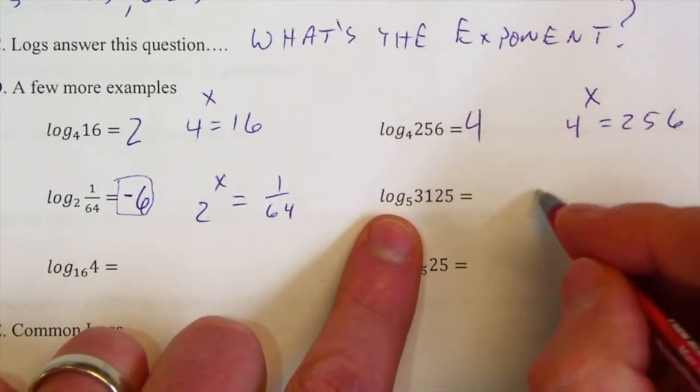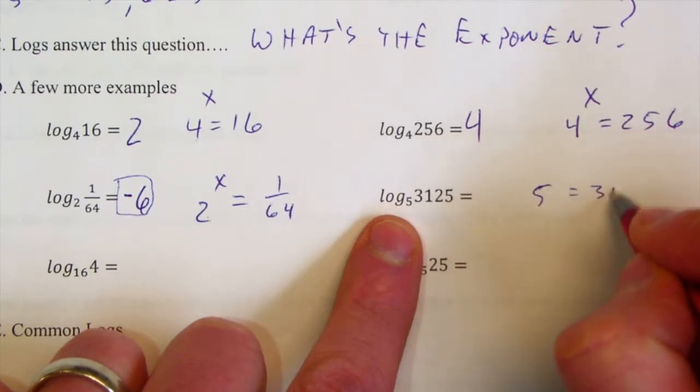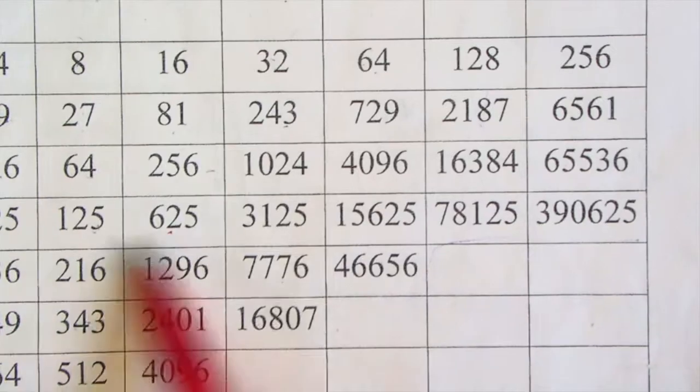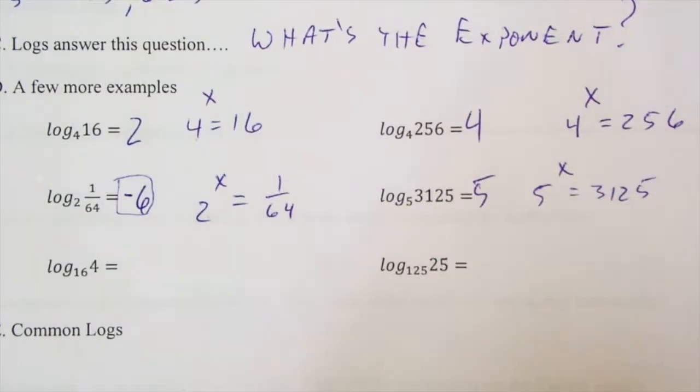All right, this is another straightforward one here. I start with a 5, end with 3125. What's the exponent? Start with a 5, end with 3125. That's going to be 5, and we've got it.